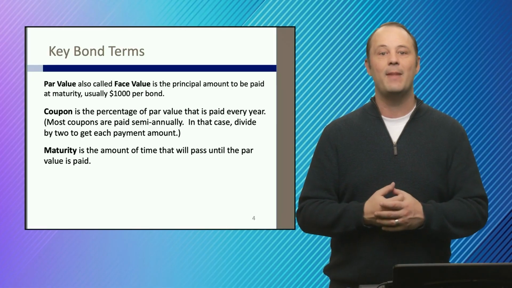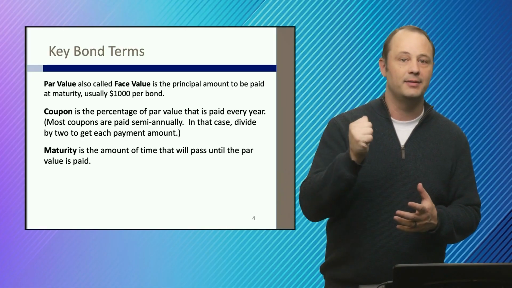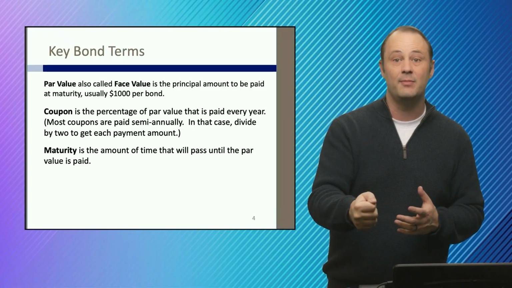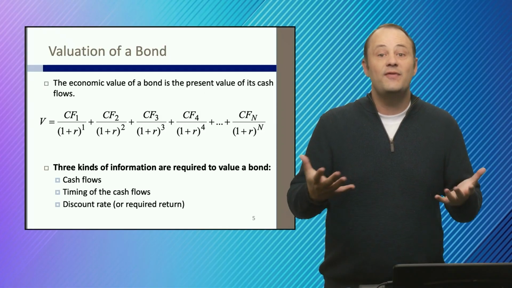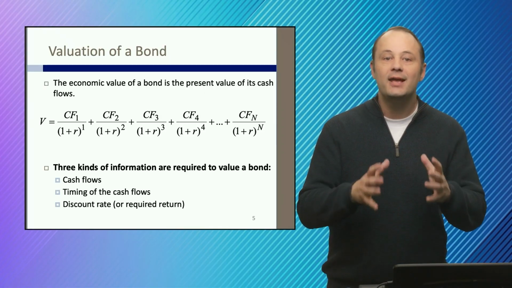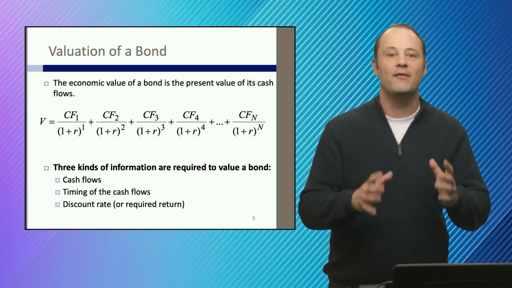Maturity is the amount of time that passes until that par value, that face value payment, that big lump sum payment is made at the end. Okay. What's the value of a bond? Well, the economic value of the bond is just the present value of its cash flows.